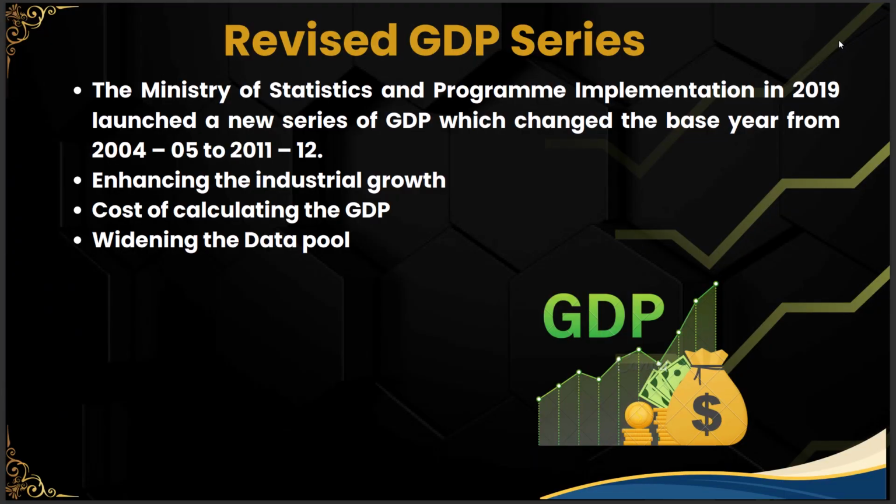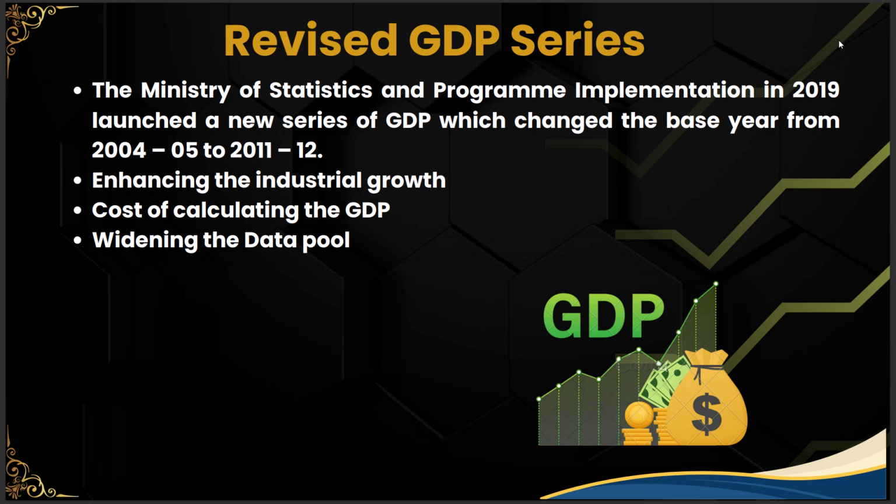See, the Ministry of Statistics and Program Implementation in 2009 launched a new series of GDP which changed the base year from 2004-5 to 2011-12. So why is it needed actually? See, the GDP database which had base year 2004-5 had underestimated the industrial growth because of the change to the base year 2011-12. There was an estimated rise of 10% in industrial growth in 2018-19.